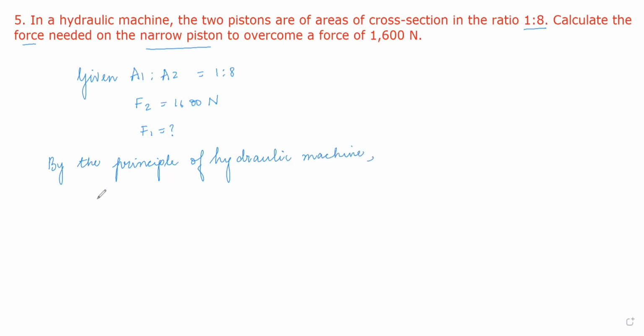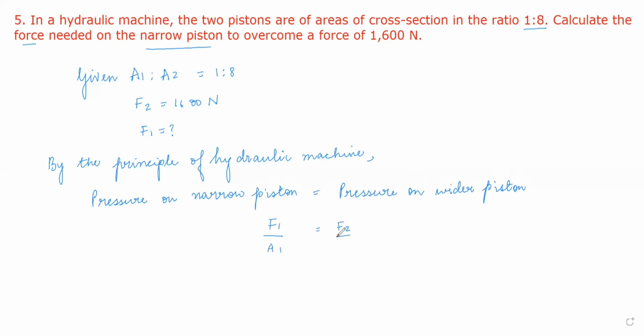we know that pressure on narrow piston will be equal to pressure on wider piston. Now let's put the formula, that is F1 by A1 is equals to F2 by A2.